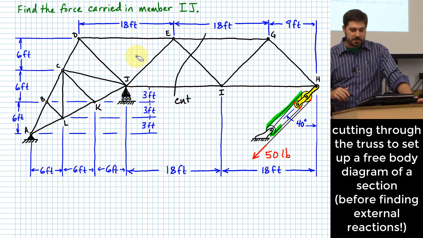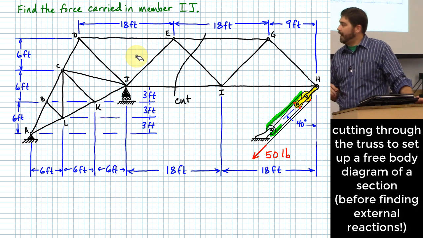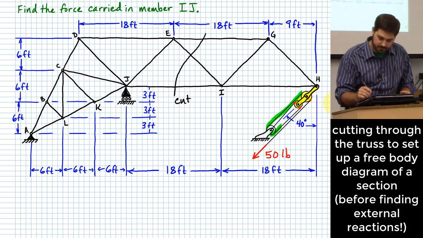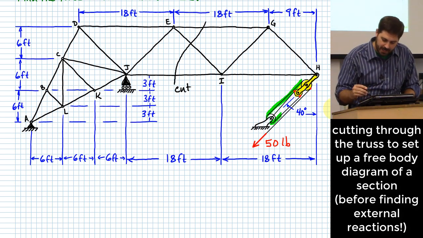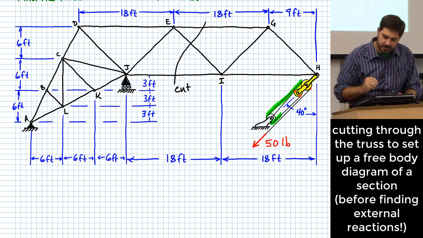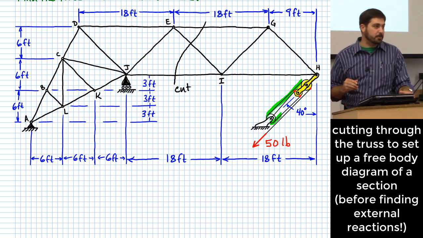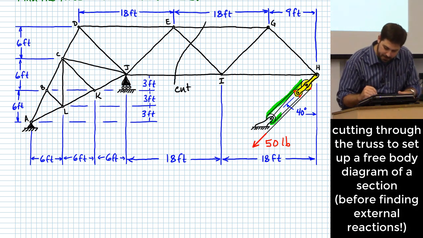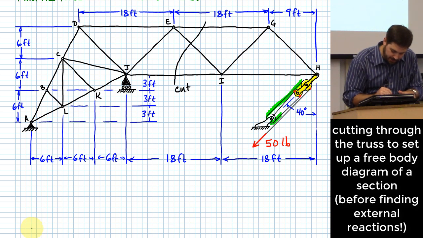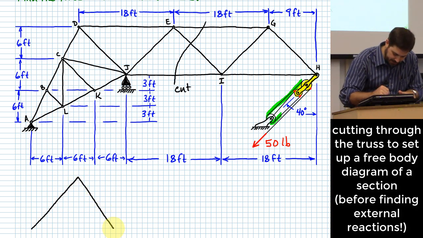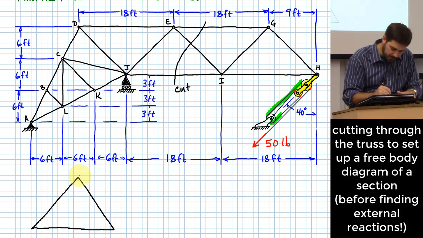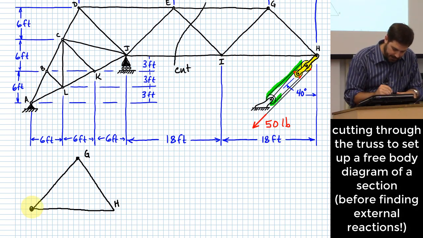Okay? So there's the right cut, and what do I need to draw now? A free body diagram of? Okay, everything to the right of the cut and not including the members that I cut through, right? So what that leaves me is a triangle. Let me do it right down here. Leaves me a triangle that's something like this. Okay, this up here is joint G. This down here is joint H. This over here is joint I.